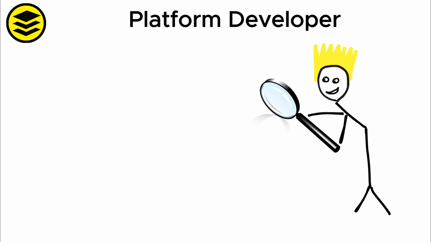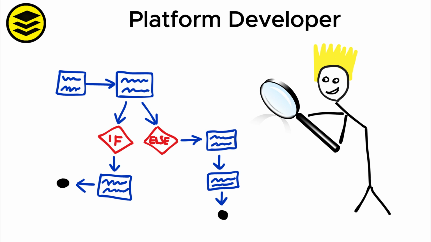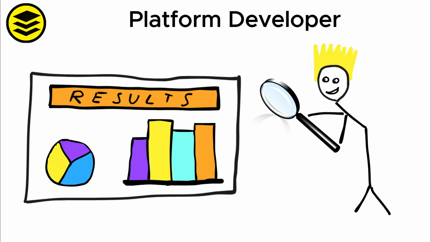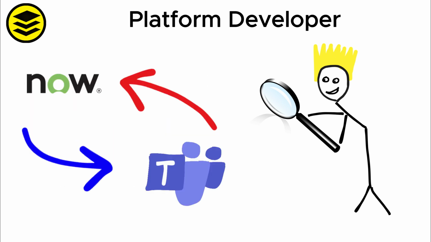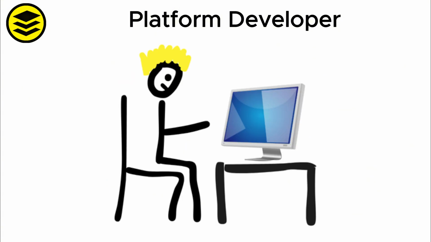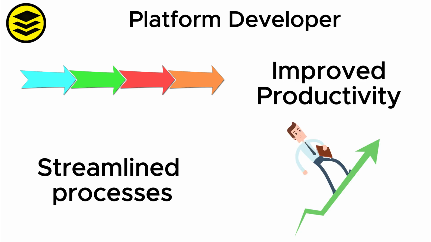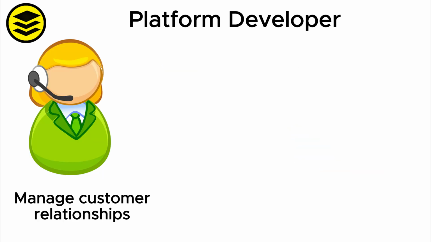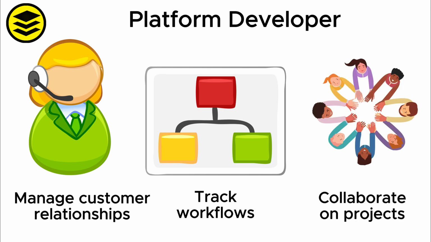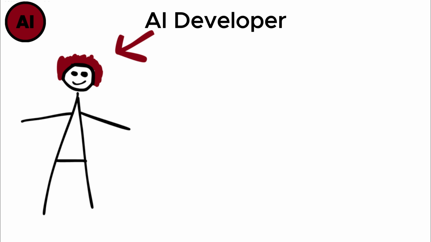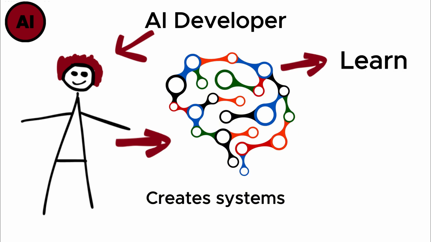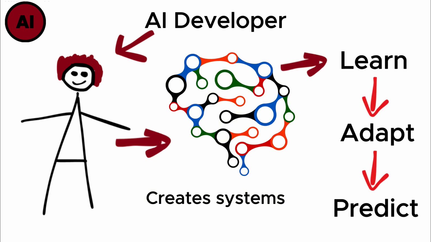Platform developers often focus on automating workflows, creating dashboards, and integrating the platform with other tools the company uses. Their work ensures that organizations can streamline processes and improve productivity, whether it's managing customer relationships, tracking workflows, or collaborating on projects. AI developer. AI developers create systems that can learn, adapt, and make predictions.